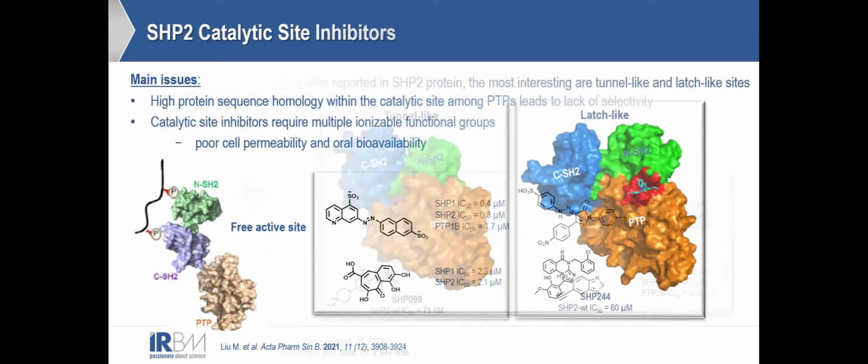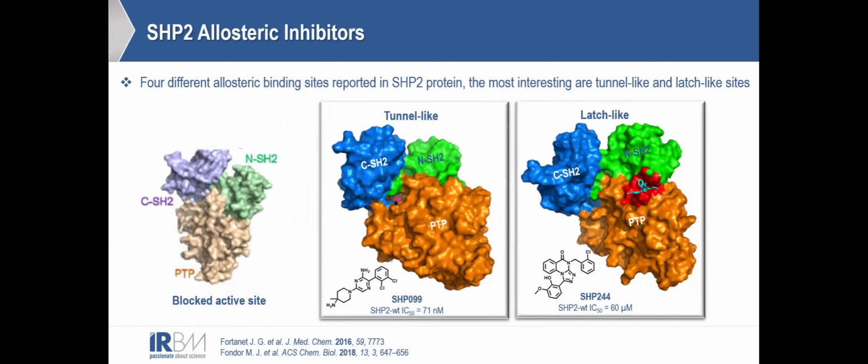So the obvious approach, to try to identify a proper good compound, is to find molecules that are able to bind to an allosteric pocket. And here is represented the pioneering work from Novartis, in which in 2015 they discovered, by an HTS campaign, different hit compounds. From these hit compounds they removed all of those with a binding interaction with the catalytic site. And this led to the identification of two classes of molecules that are represented here, SHP099 and SHP244.